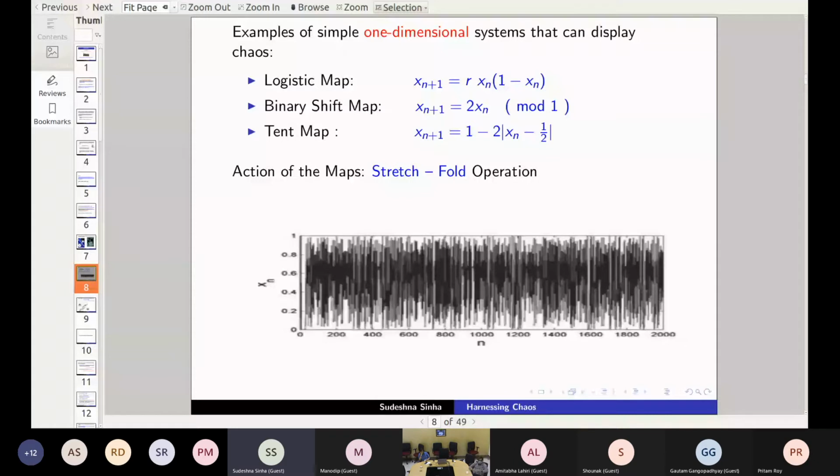And these systems I've put down here are what are called maps. So the time here is discrete. So the evolution of the system is given where you take your state, put it through a function, and generate the next thing. So it's like a stroboscopic picture of your time evolution.